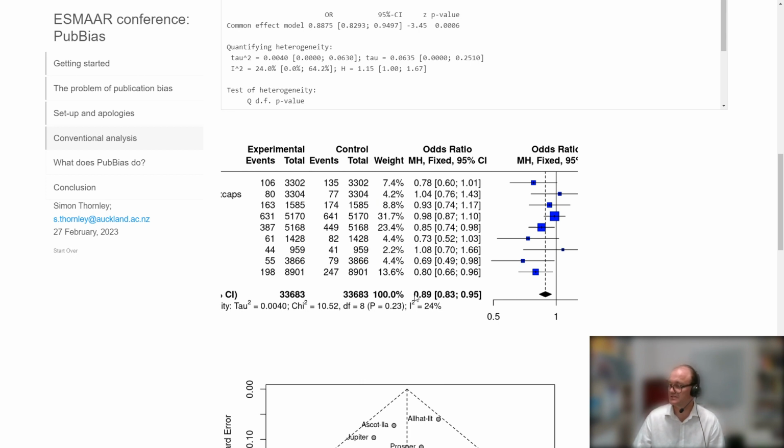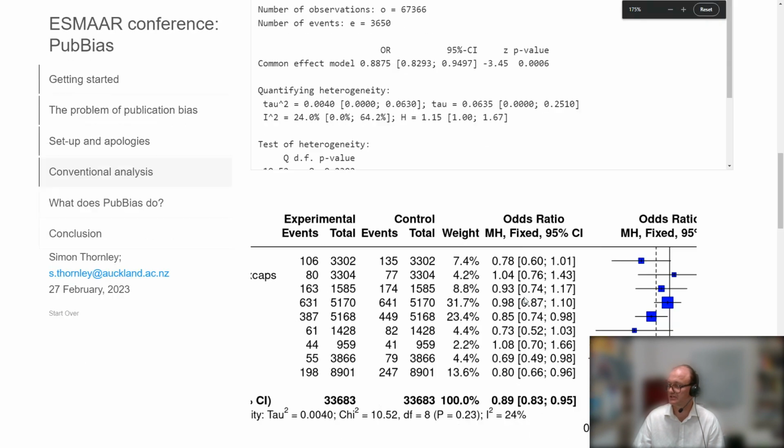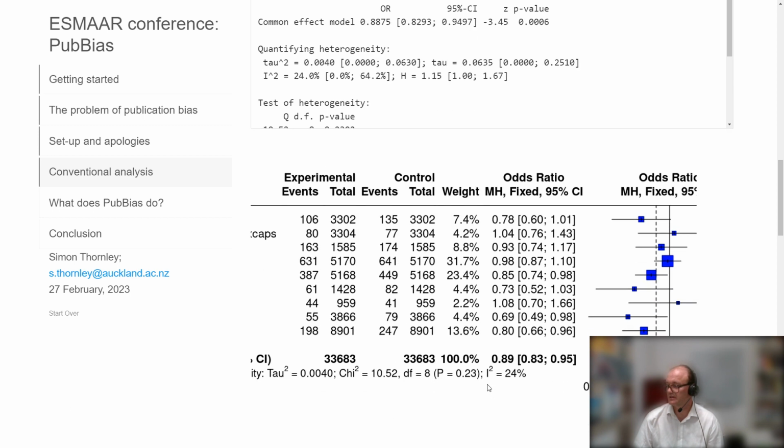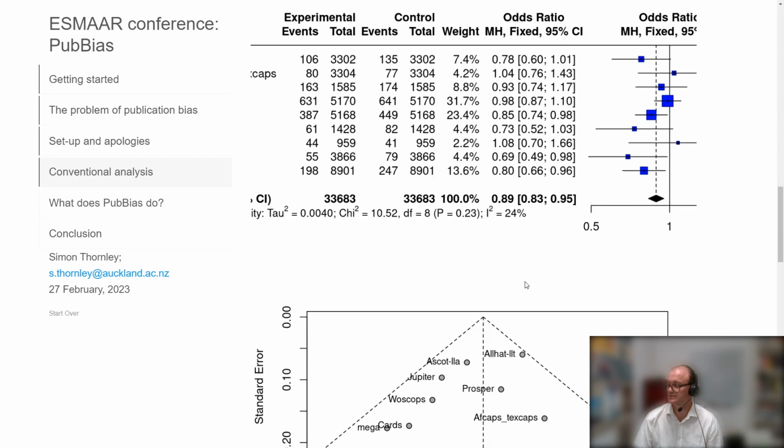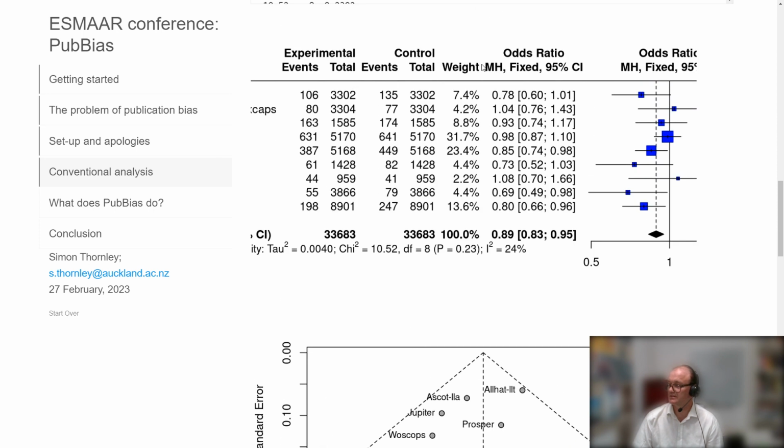We have the suggestion of a small benefit, with a pooled odds ratio of 0.89, suggesting roughly a 10% reduction in overall mortality. Not too much heterogeneity, as indicated by the I-squared. This is a fixed effect analysis, so the weights are the inverse of the variance of each study.